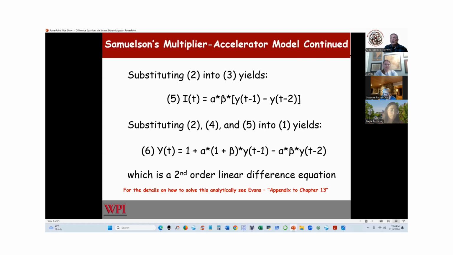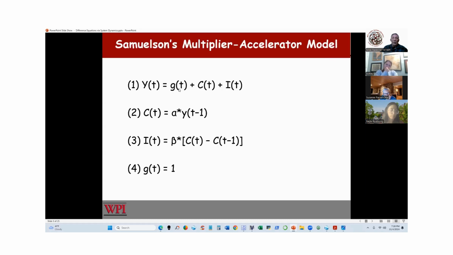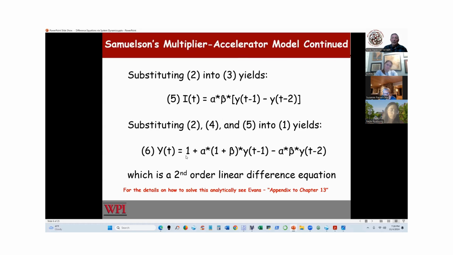And then we're going to substitute 2 and 4 and 5 into 1. So this is now I, right? So we're going to substitute 2 and then 4, and then the new investment function into 1, and a little bit of goofing around. And you see we get that second order difference equation where the GDP now is a function of GDP before and then 2 periods before. Okay. And there's an appendix here. If you want all the nasty details on how you solve it, you can look, but don't worry about it.